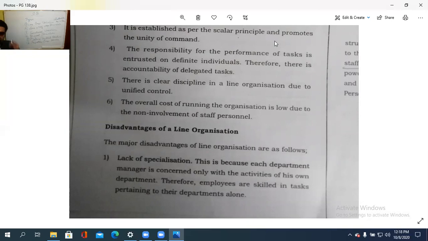Okay, so these are the merits of the line organization, while there are some demerits with the line organization, like lack of specialization. Lack of specialization is one of the demerits, where each department manager is concerned only with the activities of his own department. Therefore, employees are skilled in tasks pertaining to their departments alone.